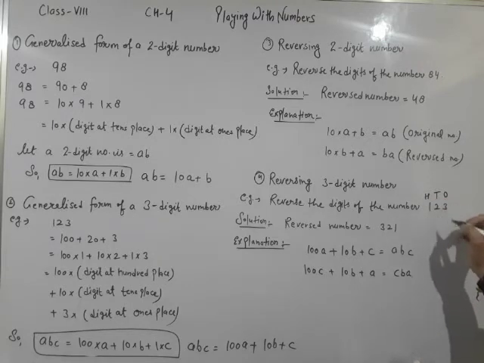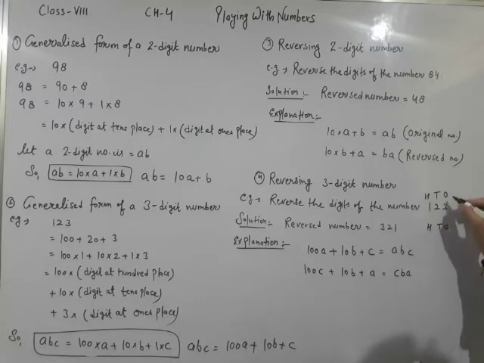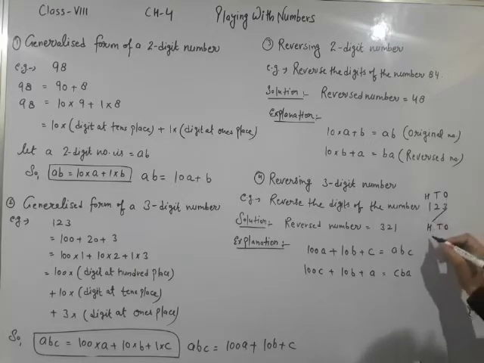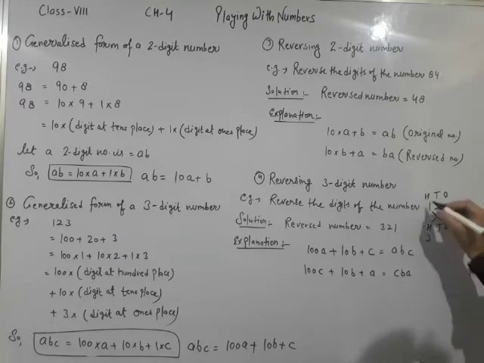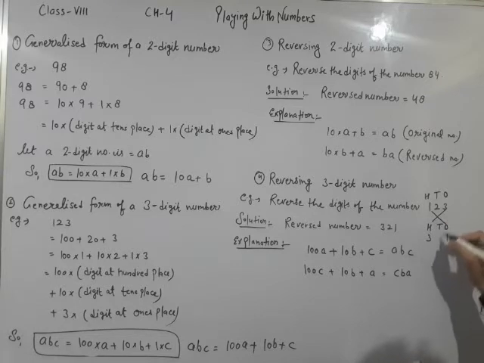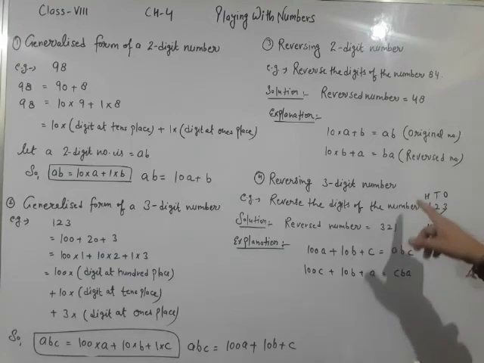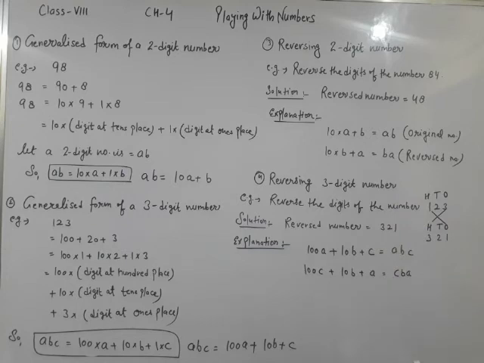Okay, when we reverse their order, what will we do? Ones, tens and hundreds. The ones digit will come here at hundreds place, so we will write 3. The hundreds digit will come at ones place, 1, and 2 will remain constant. 2 will be written at its place only. So after reversing 123, we will get 321.